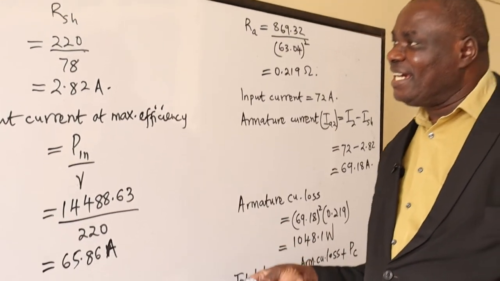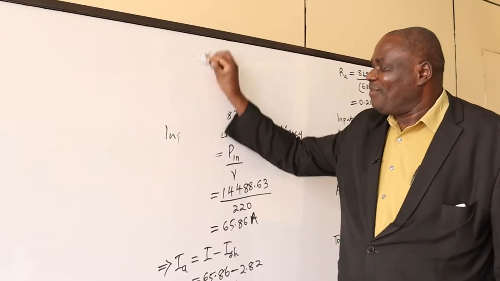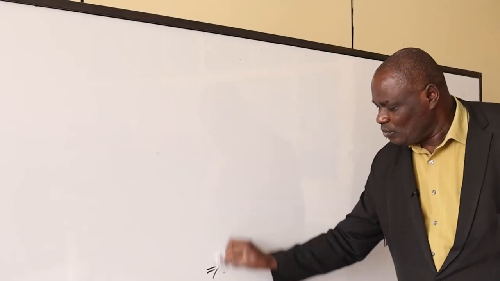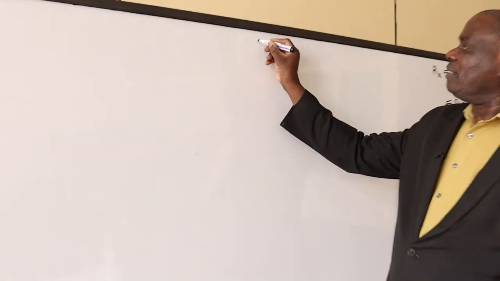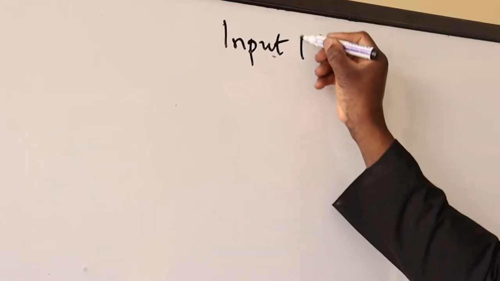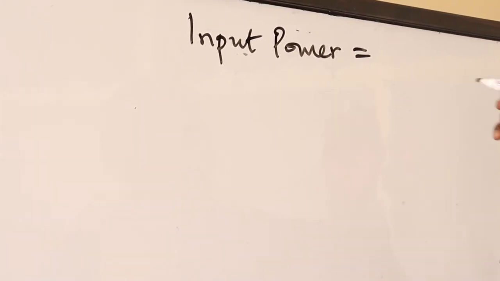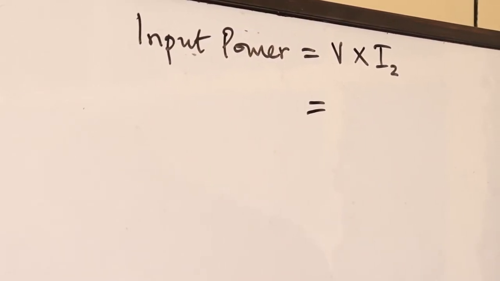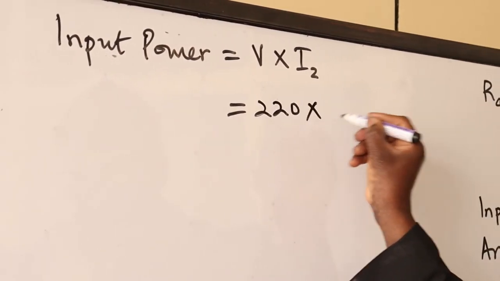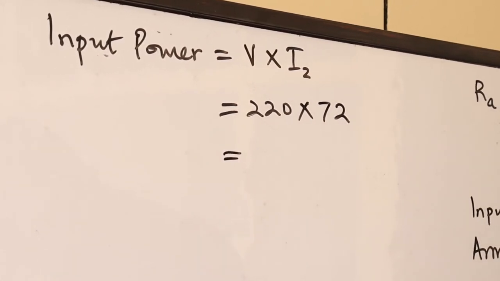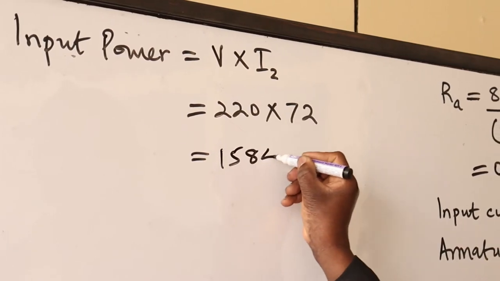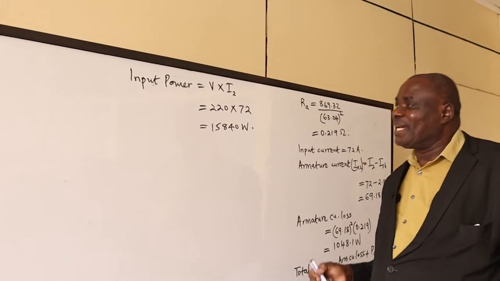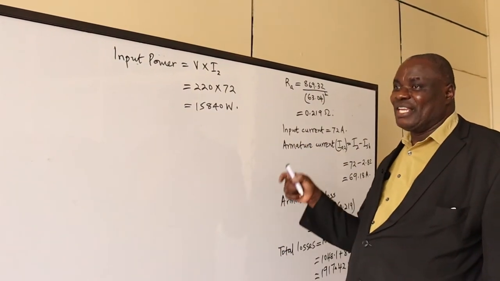After getting the total losses, we can compute the input power. Input power will be equal to V times I2, which is 220 times 72, which gives us 15840 watts. With input power available and total losses available, we can now evaluate the efficiency at this new loading.